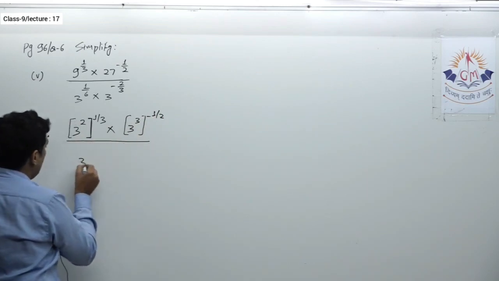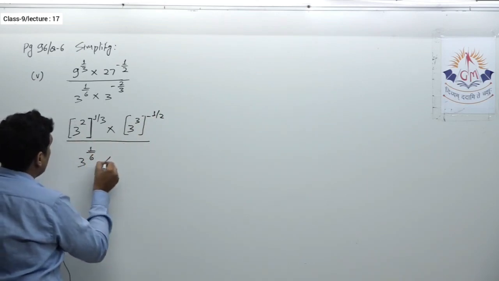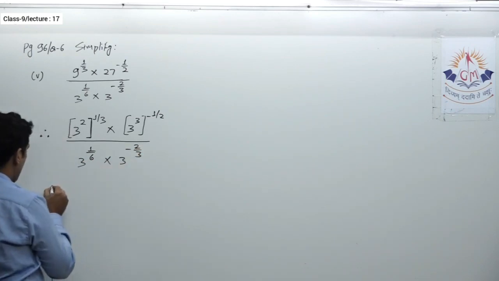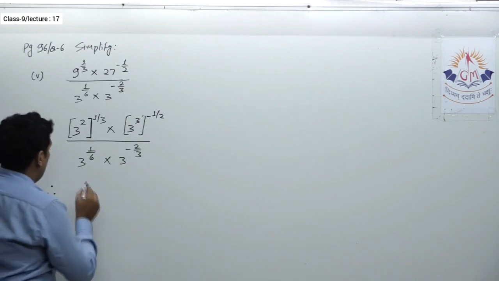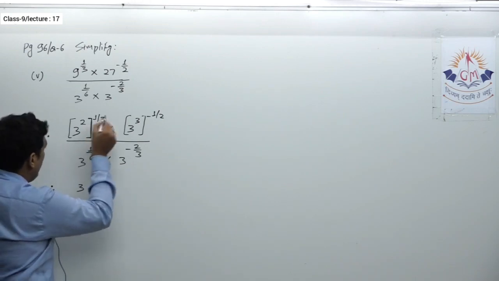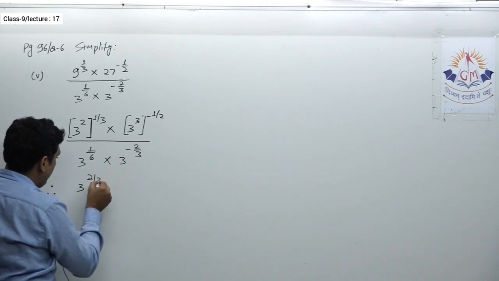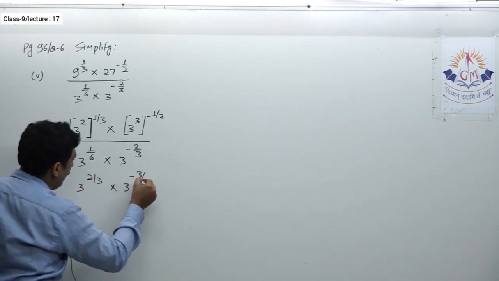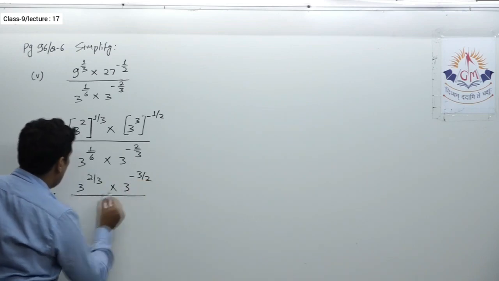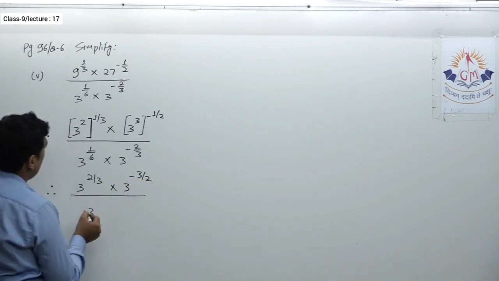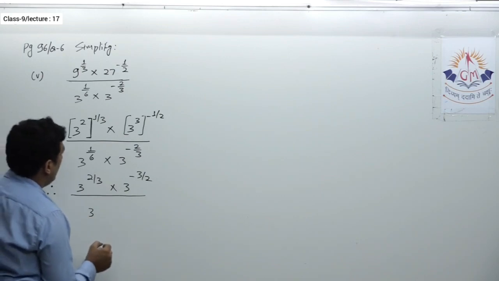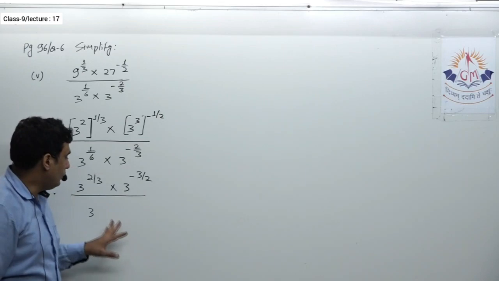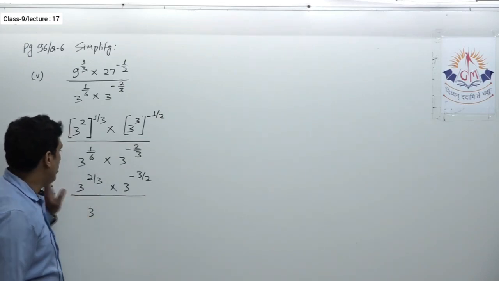by this 3 raised to 1 by 6 as it is, into 3 raised to minus 2 by 3 as it is. Now this will become 3 raised to, if I apply the power law, 2 by 3 multiplied by 3 raised to minus 3 by 2 whole upon here 3 raised to 1 by 6, okay, and 3 raised to minus 2 by 3. So there are so many different ways to solve this from this point.